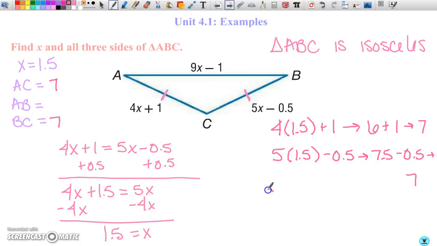And then with 9, we're plugging in 1.5, and then we're subtracting 1 from it. So 9 times 1.5 is 13.5, and we're subtracting 1, giving us 12.5. So 12.5 is our third side length.